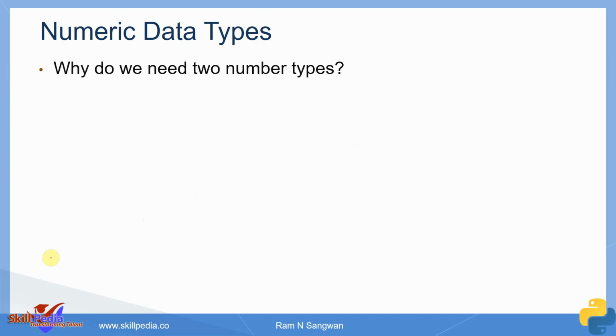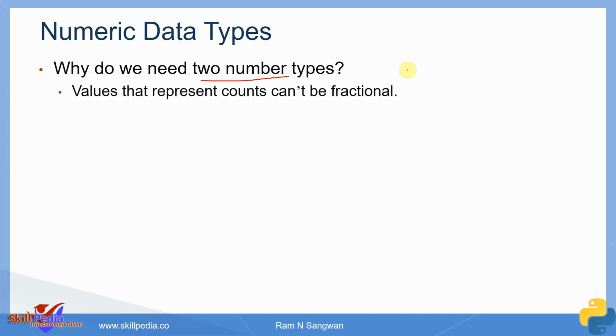Numerical data types. Why do we need two number types, float and integer? Can we survive with one? The answer is no, we need two. Values that represent counts can't be fractional, so we can't use decimals everywhere. We have to take whole numbers.